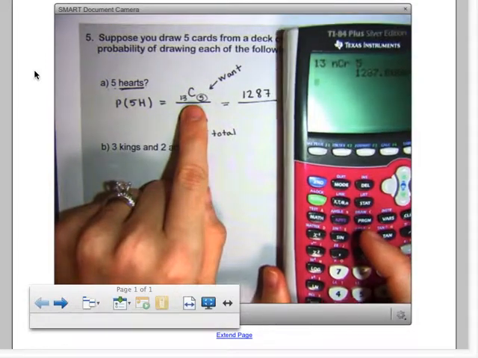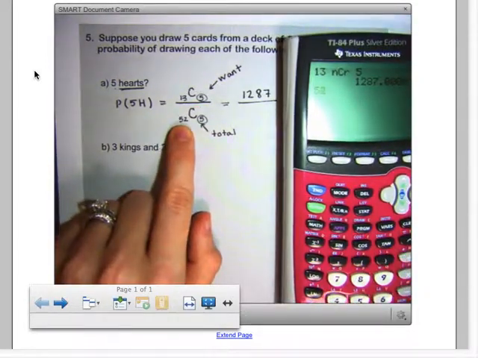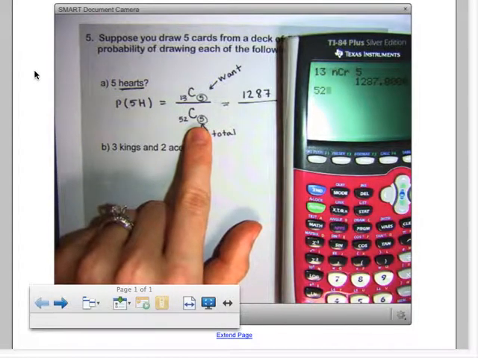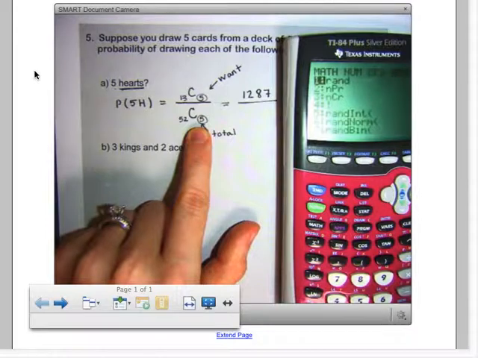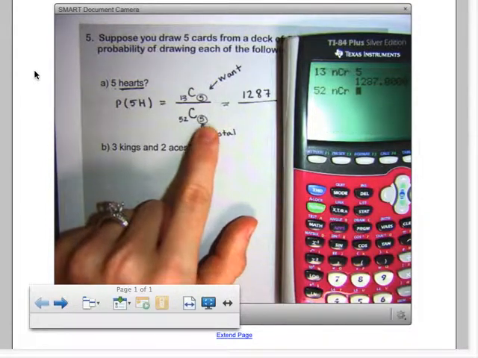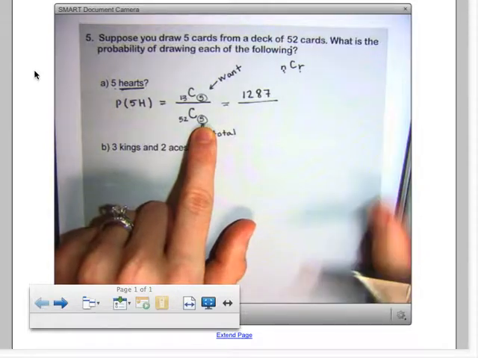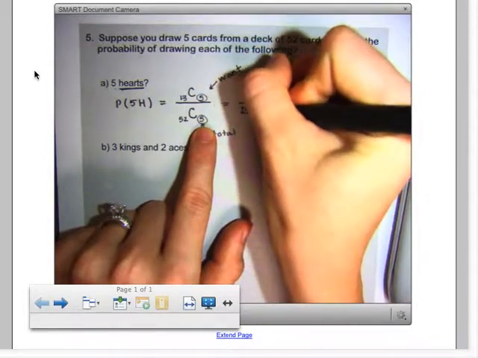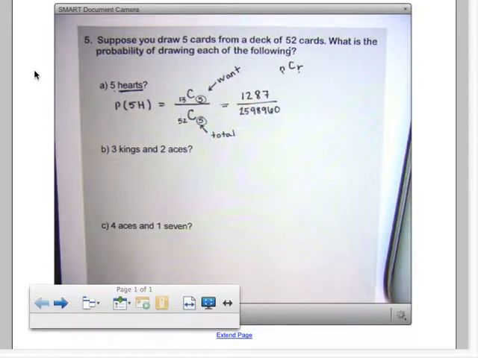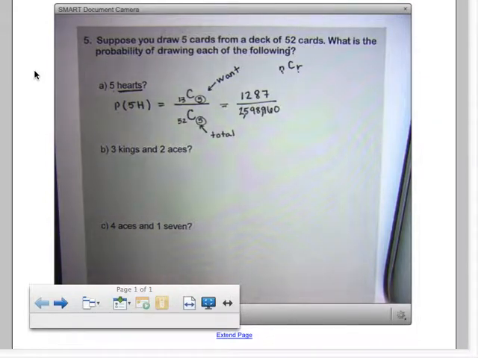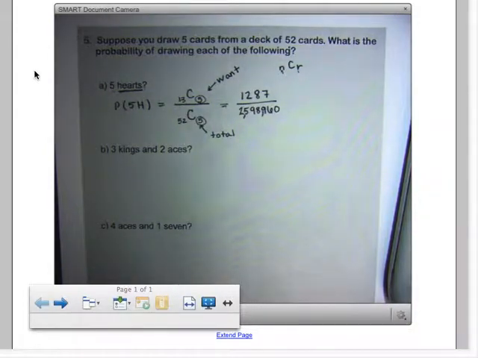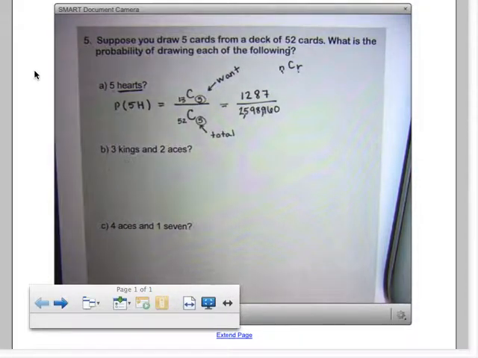Now I need to do the same thing for the denominator. I have 52 for my n. Now I need a C, so I'm going to go to math, over to probability, select option 3, and then my r is 5. So we should have 2,598,960. You can go ahead and reduce that or write it as a decimal, that's fine, or you can just leave it that way. If I write it as a decimal, I'm going to get 0.000495.